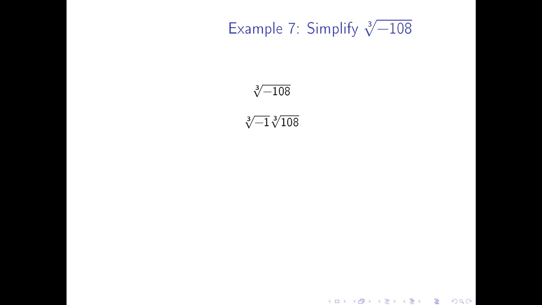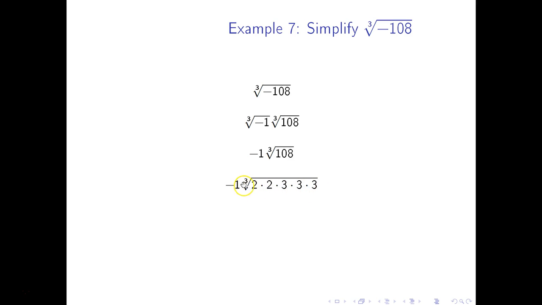Now, first thing I'm going to do is I'm going to pull that -1 over. Now, there is something, because -1 is a negative times a negative times a negative. That's actually going to be -1. Now, for 108, I can prime factorize that into 2 times 2 times 3 times 3 times 3.